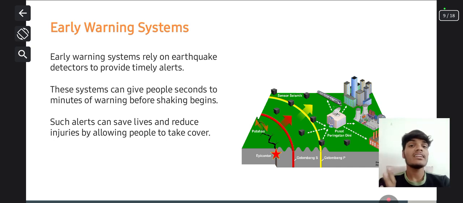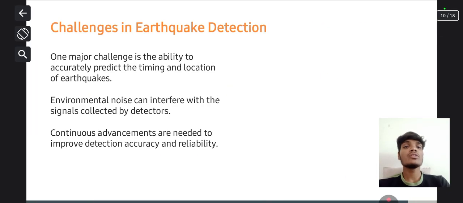Early warning systems rely on earthquake detectors to provide timely alerts, to give an alert for the people. The earthquake detectors are used to give early warning. These systems can give people seconds to minutes of warning before the shaking begins. Such alerts can save lives and injuries by allowing people to take cover.